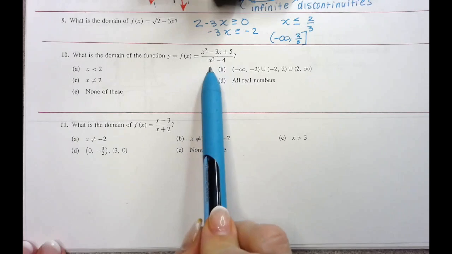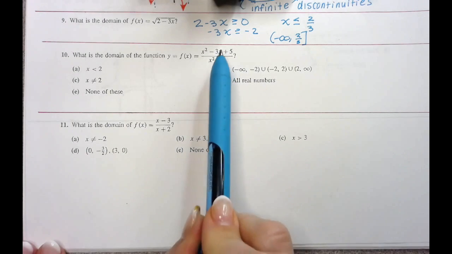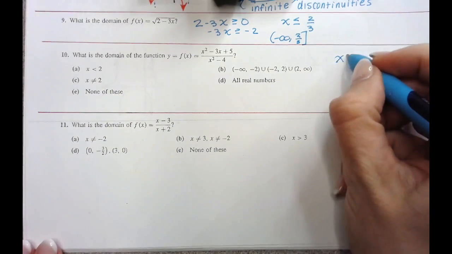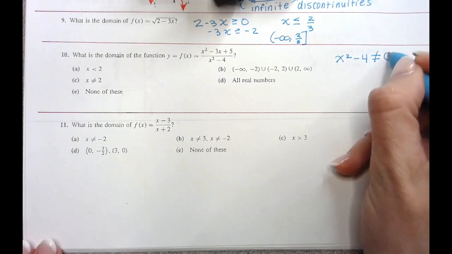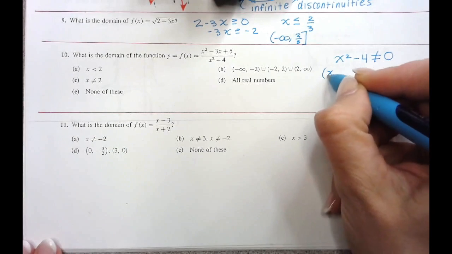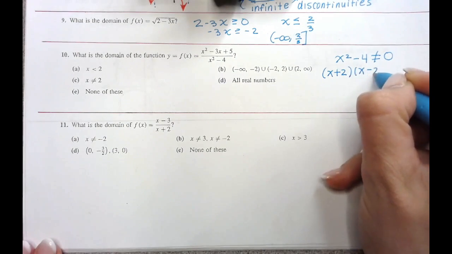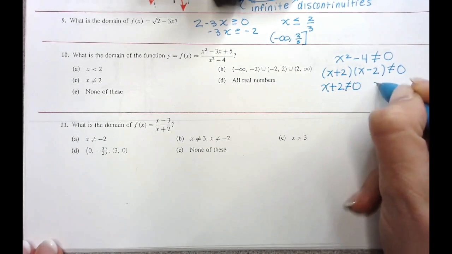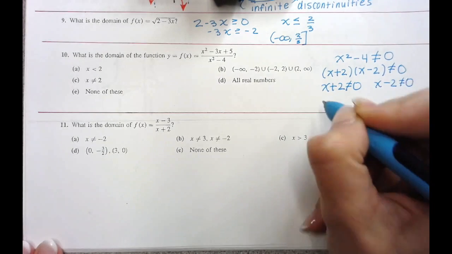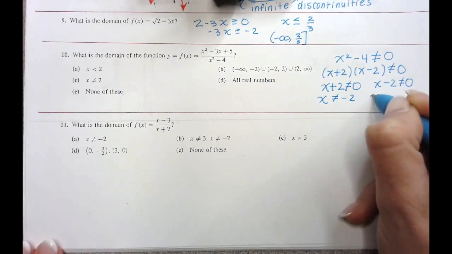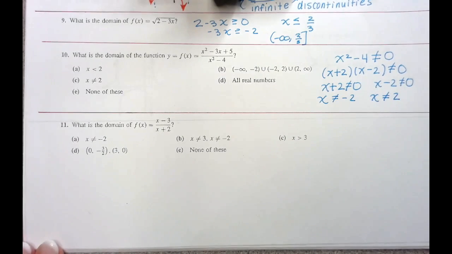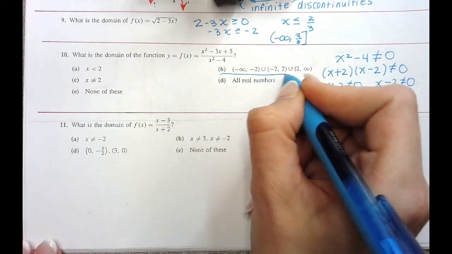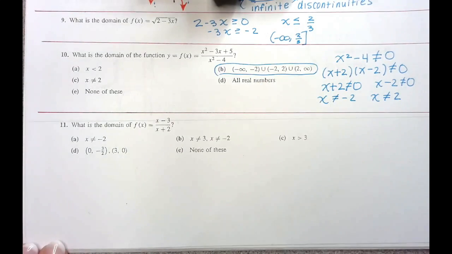This one over here, again, I don't care if it's removable or non-removable, because the directions are just asking for your domain. So x squared minus 4 is just not allowed to equal 0. That's the only restriction we have going on. Factor x plus 2 and x minus 2, because it's the difference of two squares, so I'm using conjugates. x plus 2 then is not allowed to equal 0, and x minus 2 is also not allowed to equal 0. Therefore, x can't equal negative 2, and x can't equal 2. Alright, what does that make our domain? Everything except those two numbers, which is indicated by the interval notation in choice B.